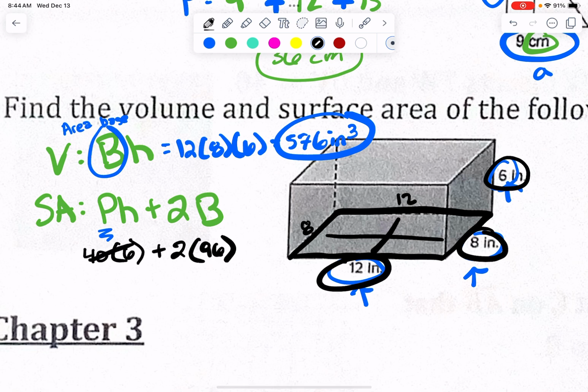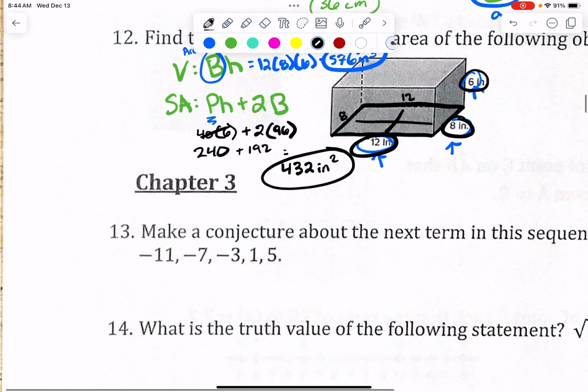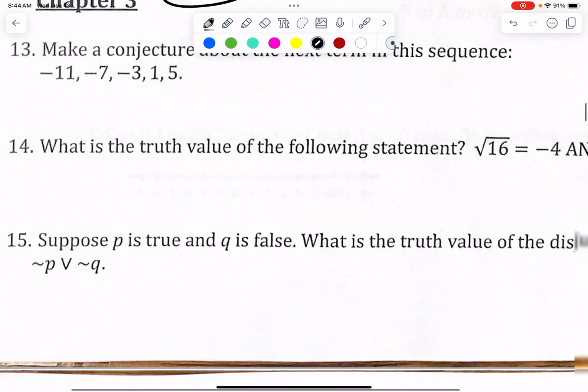40 times 6 is 240. 2 times 96 is 192, and I add those together. And that is 432 inches squared is surface area. Okay? All right, next couple are going to go fast.